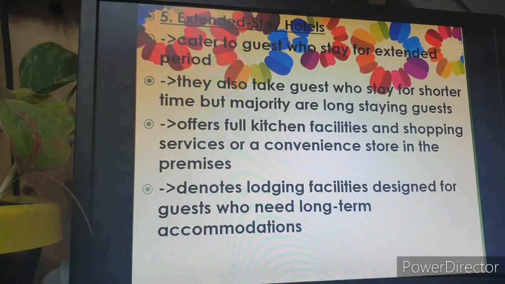Number 5, the extended stay hotel, catering to guests who stay for an extended period. From the word itself, extended, they also take guests who stay for a shorter time, but the majority are long-staying guests. So it denotes lodging facilities designed for guests who need long-term accommodation. It offers full kitchen facilities and shopping services or a convenience store on the premises. Okay, that's the word extended.